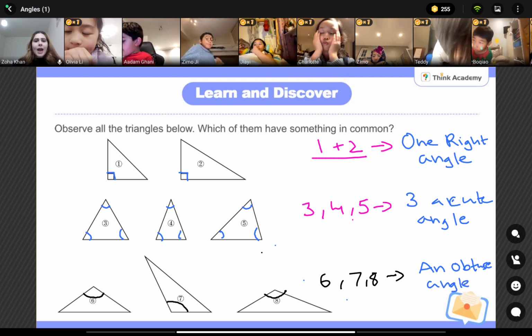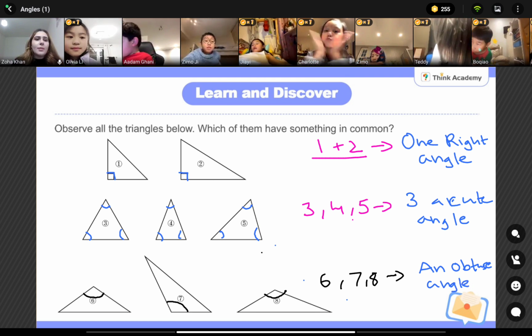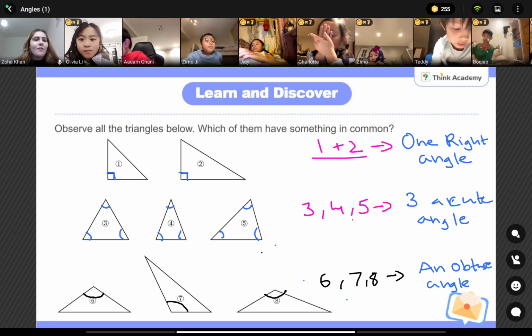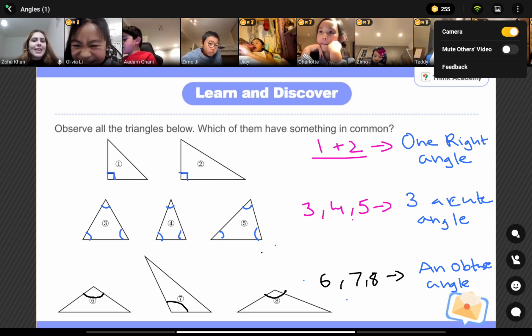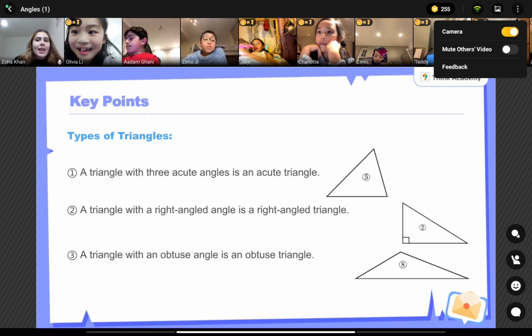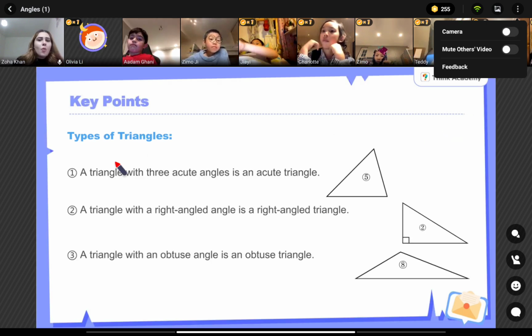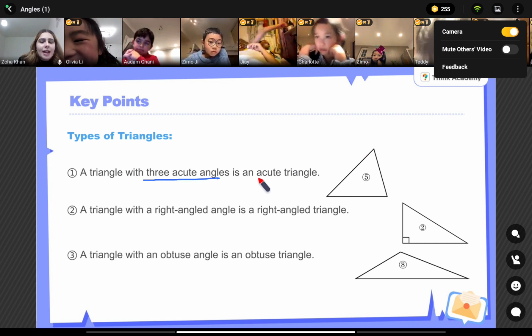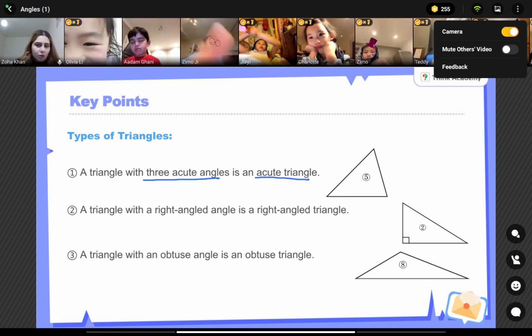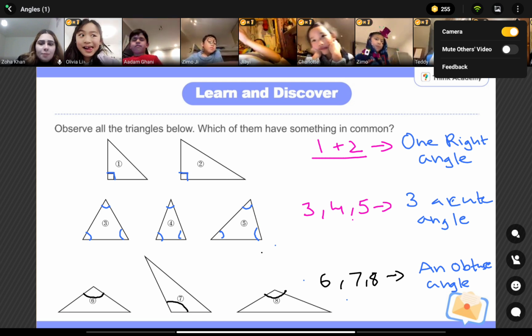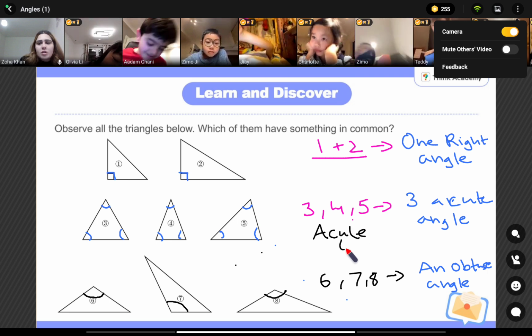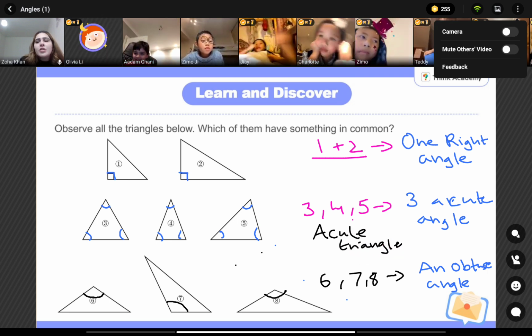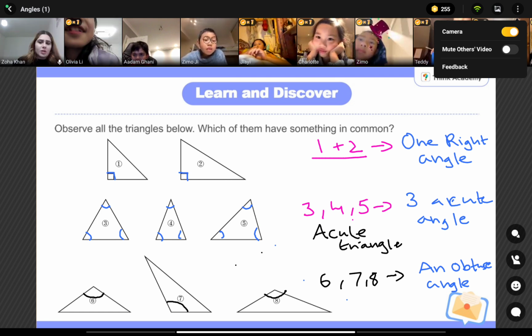Okay, so now everyone, we found out what's something similar. Triangles 1 and 2 have one right angle. Triangles 3, 4, and 5 have 3 acute angles each. Triangles 6, 7, 8 have one obtuse angle. So let's think about how we can name them. Well, a triangle with 3 acute angles, we call this acute triangle. Okay, so this triangle, 3, 4, and 5, we call this acute triangle. So if all of the angles are acute, we call this acute triangle.